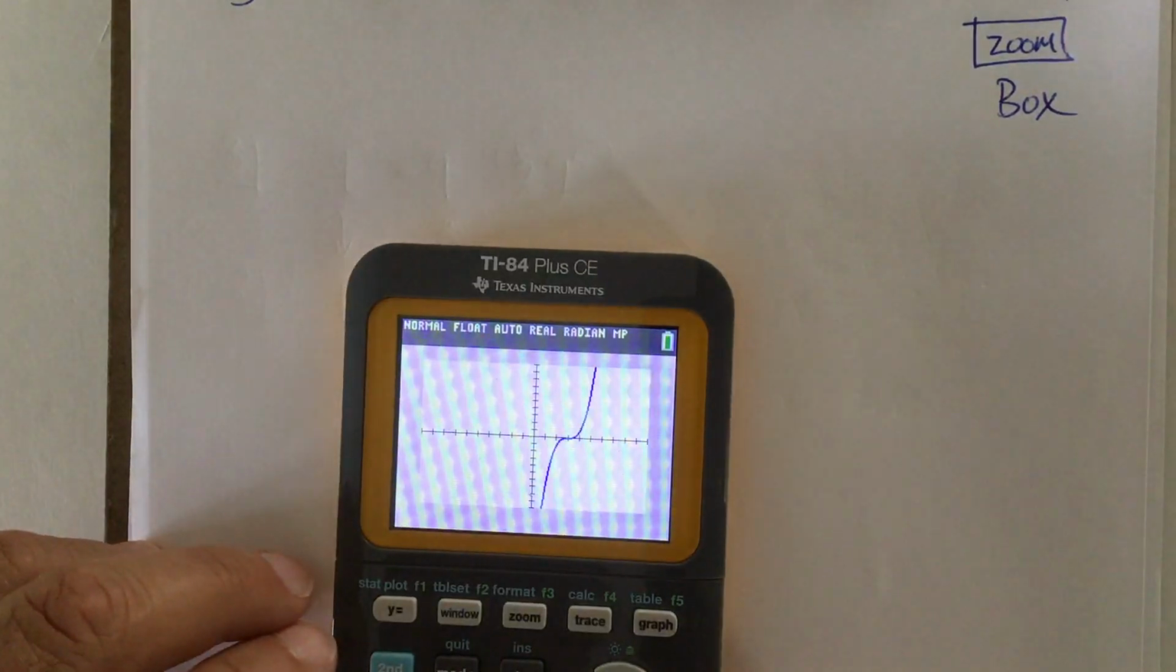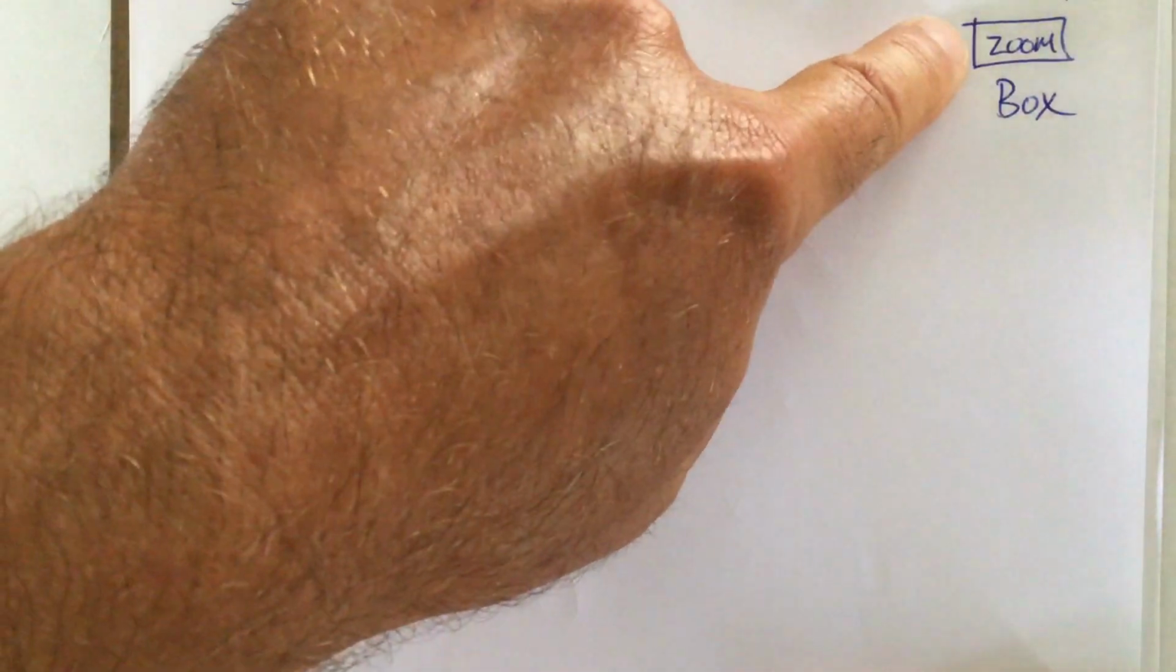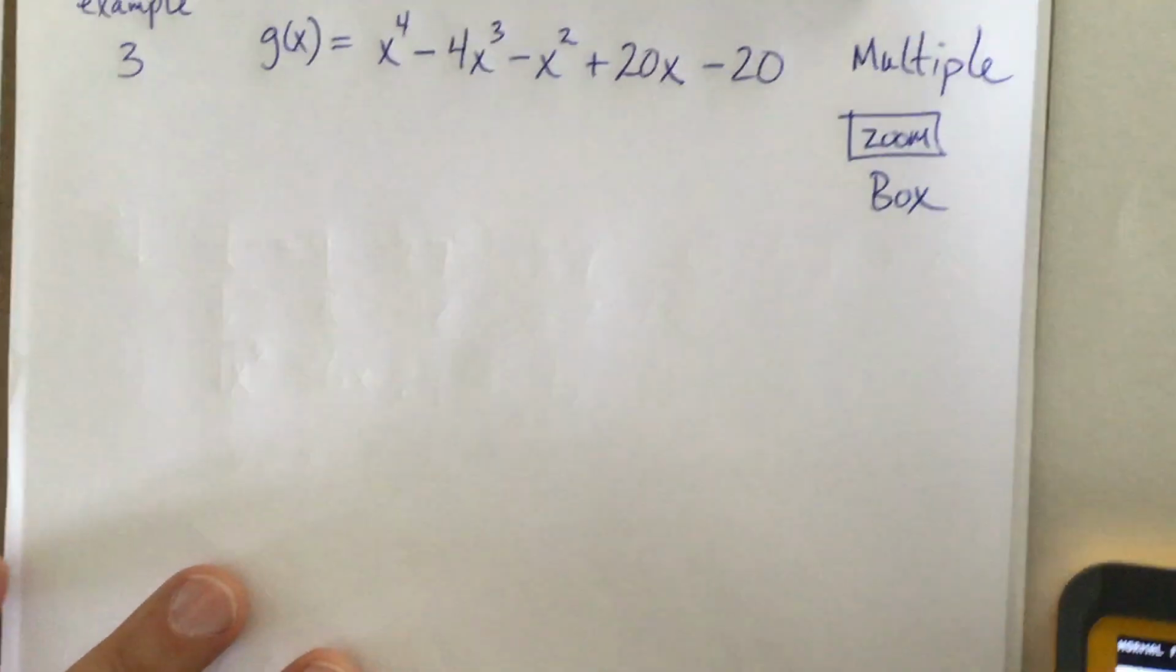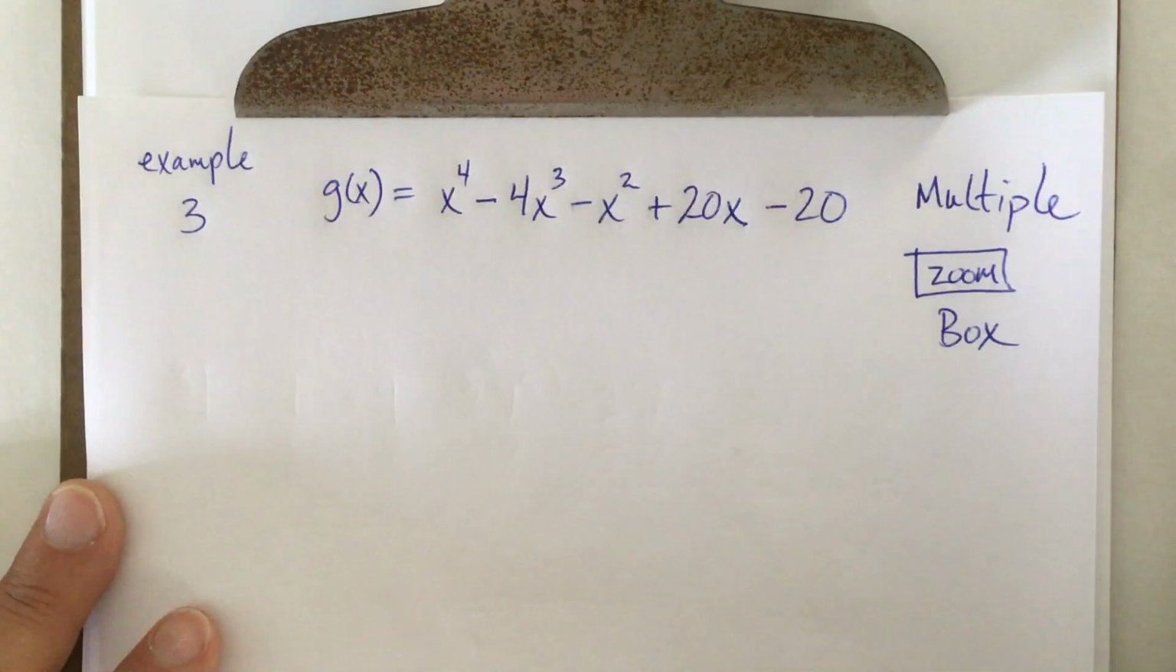All right, let's do our last example. And in this last example, I'm going to zoom box again. So, whoops, here we go, sorry. Example 3.